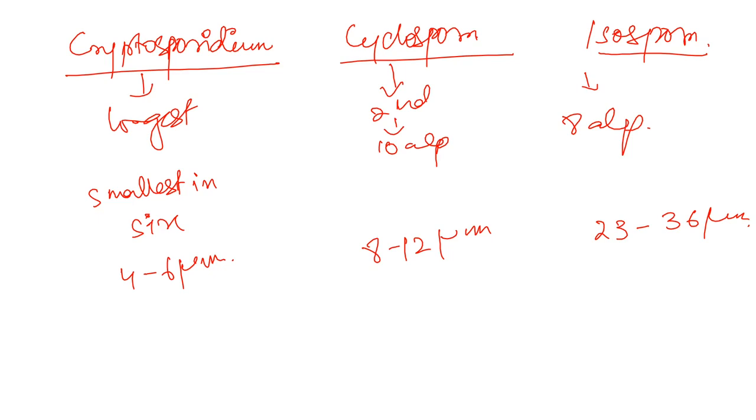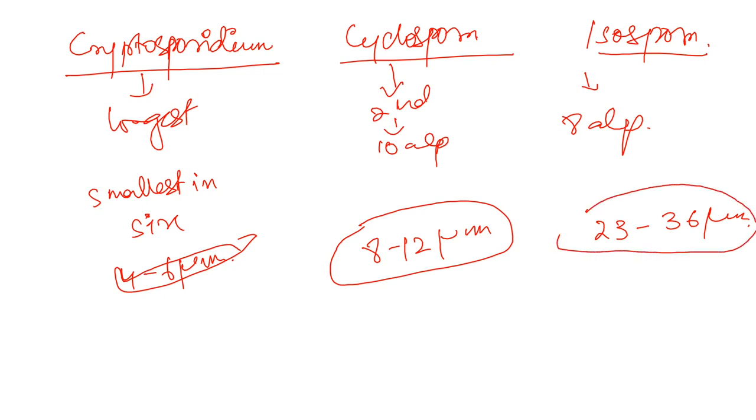So when the question comes that an HIV patient is suffering from diarrhea and you have to diagnose, they will give you the size. Otherwise it's difficult to diagnose which organism they are looking for. If they give a size of 4 to 6 micrometer, you should understand that it is Cryptosporidium. If they give 8 to 12 micrometer, it is Cyclospora. And if it is 23 to 36, it is Isospora. So how to remember this? This is very important. You have to remember that Cryptosporidium is 4 to 6, Cyclospora is 8 to 12, and Isospora is 23 to 36.